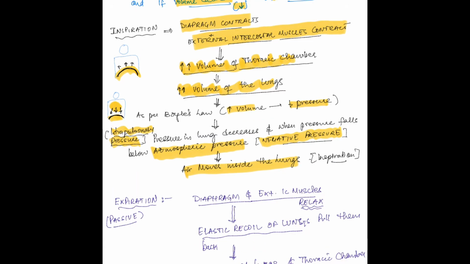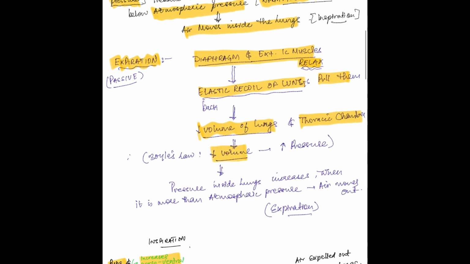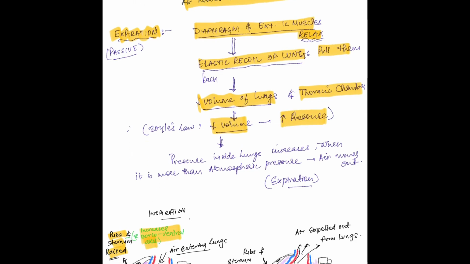Normal expiration is a passive process. It does not require contraction of any muscles. So, in normal expiration, the diaphragm and external intercostal muscles relax, and the elastic recoil of the lungs decreases the volume of the lungs and the volume of the thoracic chamber. Again, as per Boyle's law, when volume decreases, pressure increases, and when the pressure inside the lungs, that is the intrapulmonary pressure, is more than the atmospheric pressure, air moves out.